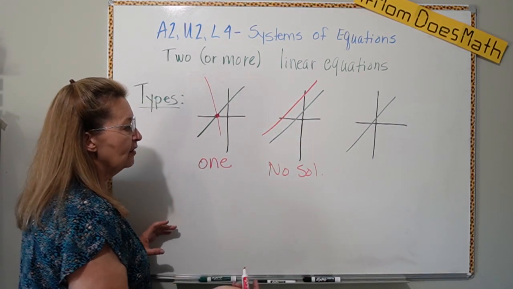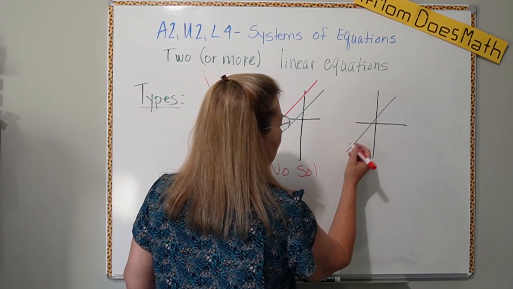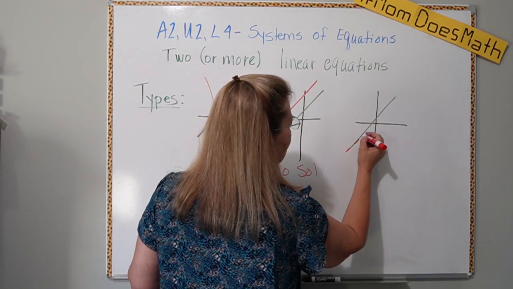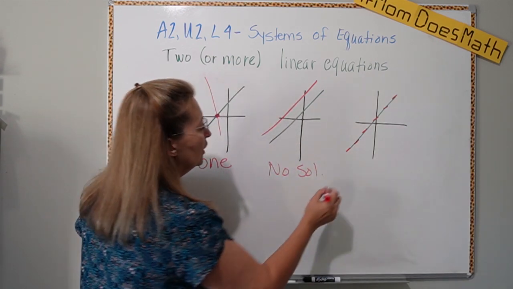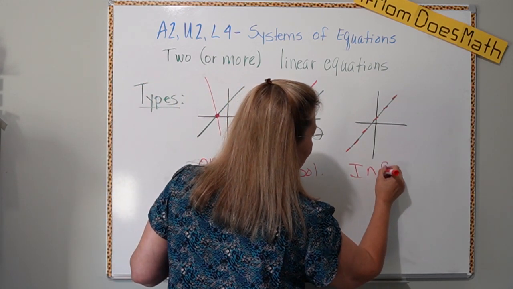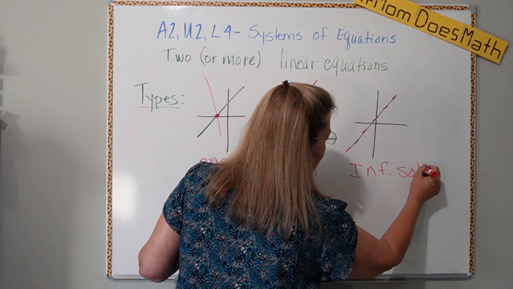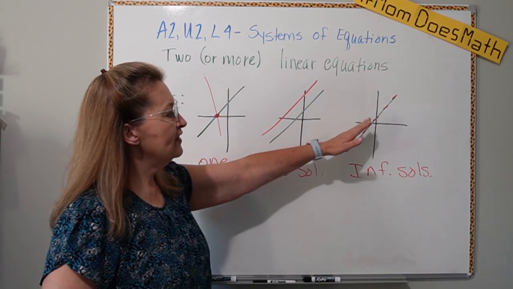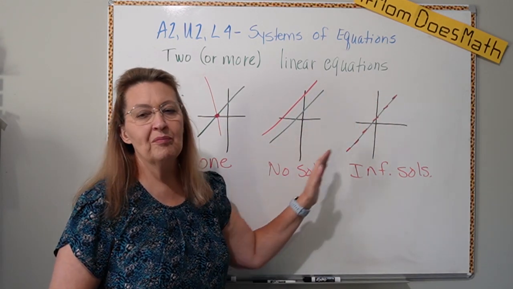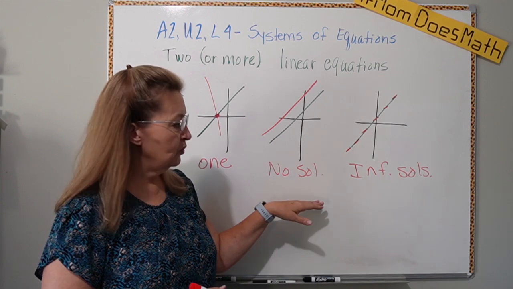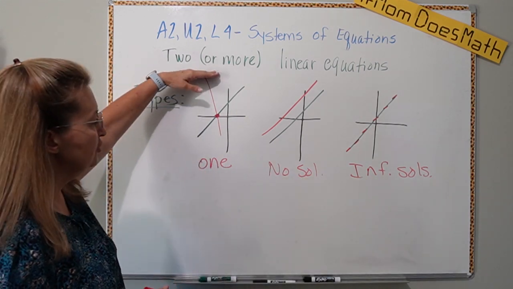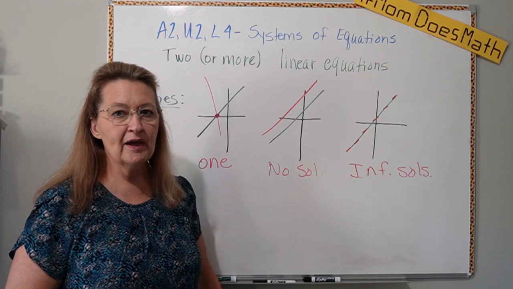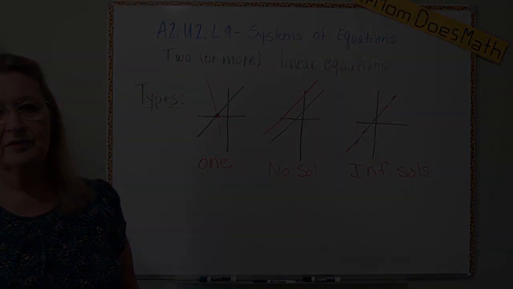Then the last type that you have, if you graph your first line and then you graph your next line and it graphs right on top of that line, what you have there is infinite solutions. All of the things that make the first line true make the second line true as well. So we just call that infinite solutions. So there's your definition. Here's your three different types. Let's get into some problems.